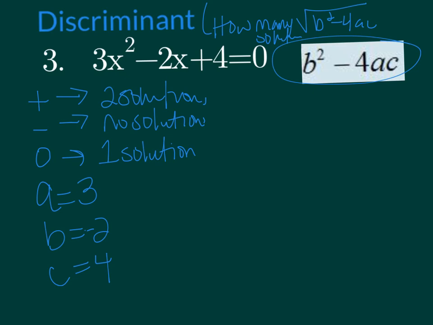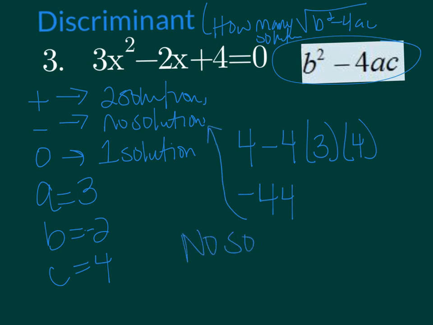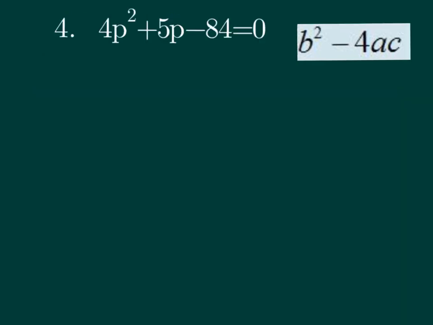So b squared, remember that's negative 2 squared. Is that ever going to be negative? No, so that's 4. Okay, minus 4 times the a value times the c value. Okay, and so when I do that in the calculator, I get negative 44, which puts me at a negative, so this is a no solution. Okay, if this is happening a lot, double check your work because it is not normal to have a lot of these. All right, next one.